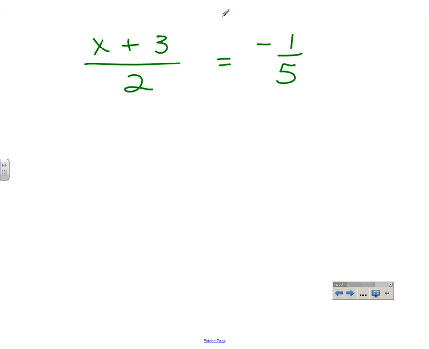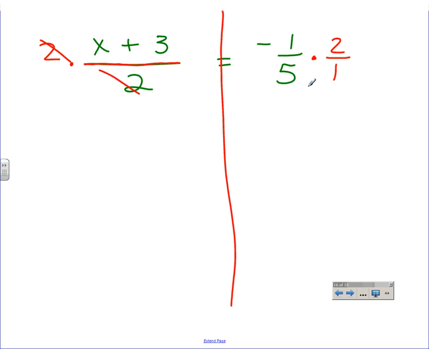So same thing. I'm going to separate my two sides. First thing I need to do, I notice there's a division line. I want to get rid of that division, so I just have x plus 3. So opposite of dividing by 2, I'm going to times by 2. Those cancel, so over here I'm going to multiply by 2 over 1. And see what I get. I have negative 1 times 2 is negative 2. 5 times 1 is 5. So now I just have x plus 3 equals negative 2/5.